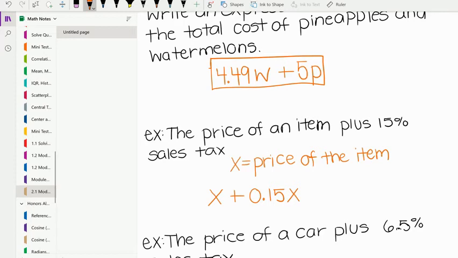But looking at this, we could actually combine this even more. If you notice, they both have X's. So we can combine like terms. And remember, if there's not a coefficient in front of the variable, it's 1, that imaginary 1. So 1 plus 0.15 is equal to 1.15x. So this expression represents that statement.